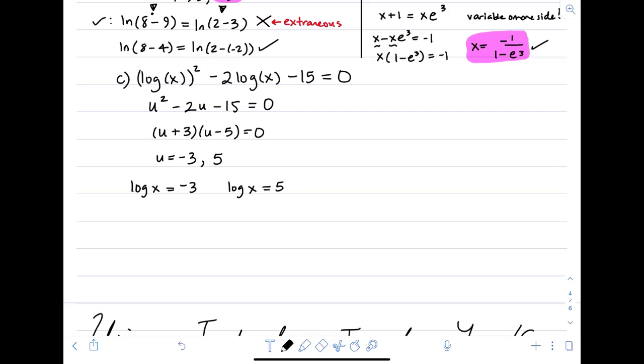So how do we solve it? Well, the base here that's unwritten is 10. So if I raise both sides as the power of 10, I'll get my solution. So I get x equals 10 to the negative 3, and x equals 10 to the 5th. And then we'd check and make sure that those are actually solutions to this equation.